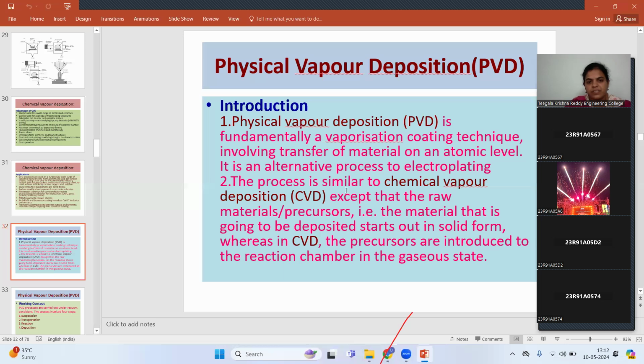And the next synthesis method is physical vapor deposition. Here, the introduction: physical vapor deposition is fundamentally a vaporization coating technique, involving transfer of material on an atomic level. It is an alternative process to electroplating. The process is similar to chemical vapor deposition, except that the raw material precursors, the material that is going to be deposited, start out in solid form, whereas in CVD the precursors are introduced to the reaction chamber in the gaseous state.